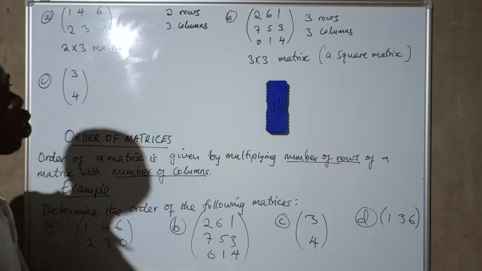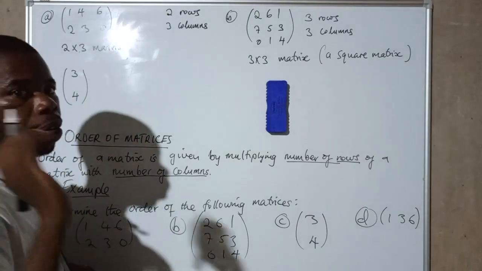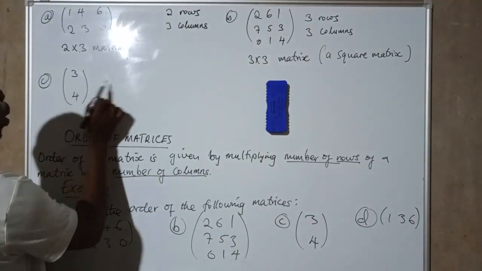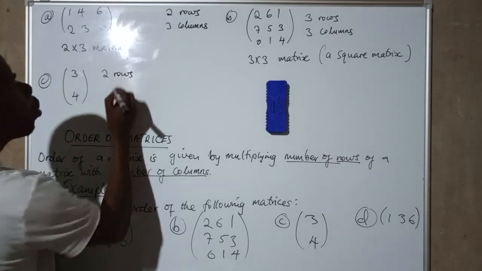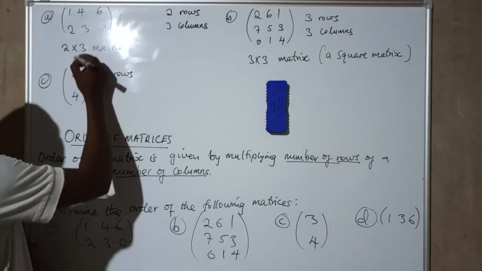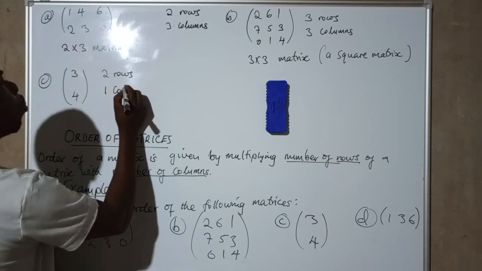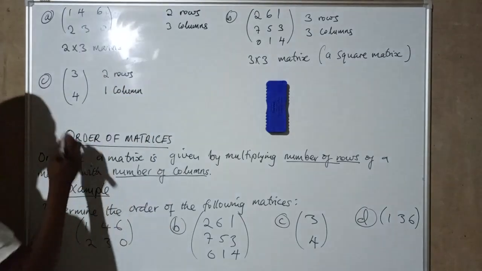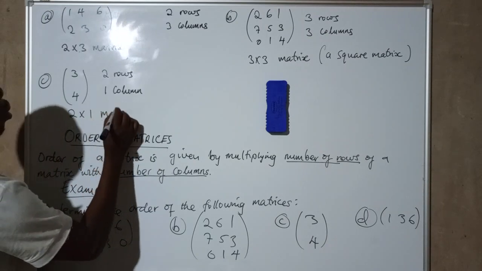So what is the order of this matrix? The horizontal lines that can go through these numbers: 1, 2, there are 2, meaning we have 2 rows. Then the vertical ones that can go through these numbers, this is just one line, so we have 1 column. So this one can be reported as a 2 by 1 matrix.